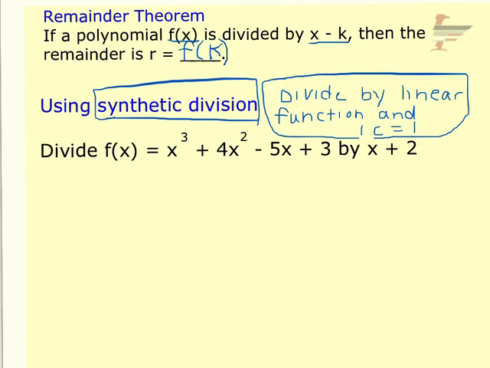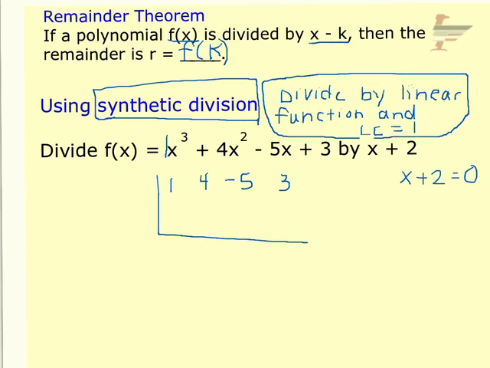You're familiar with the synthetic process, so I'm going to do my little half box here. I have a 1, a 4, x squared, a negative 5x, and a 3, so I have everything from x cubed, x squared, x to the first, x to the 0. And I'm dividing by x plus 2, so what you do is you set whatever you're dividing by equal to 0, and you solve it. Well, that's obviously negative 2, and that's always what's going to go out front here.